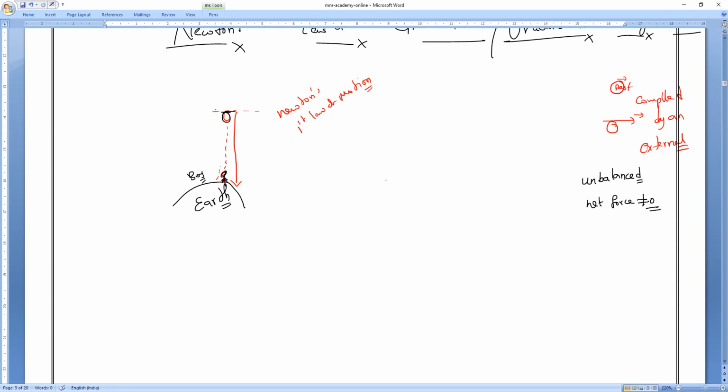So these questions troubled Sir Isaac Newton. He had thrown the ball in the upward direction. That's fine, because the net force is not 0. A boy is throwing, so the force is applied by a person, and that is the reason it is going upward. Then why is it coming downward? Who is responsible for bringing the body back to the ground?